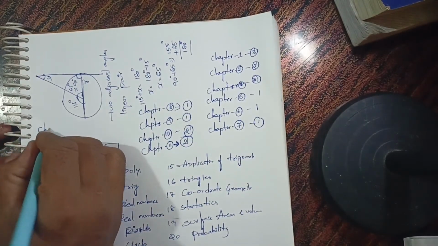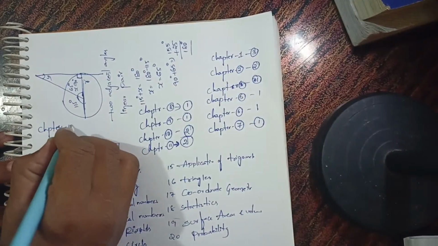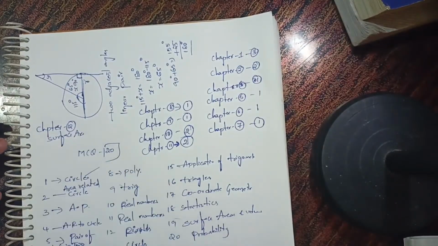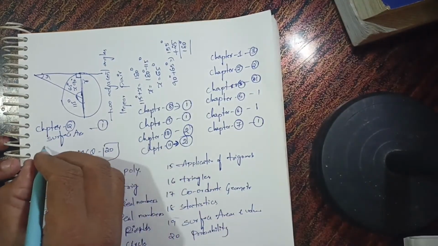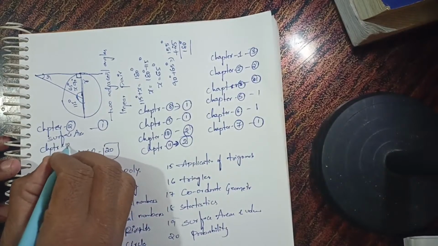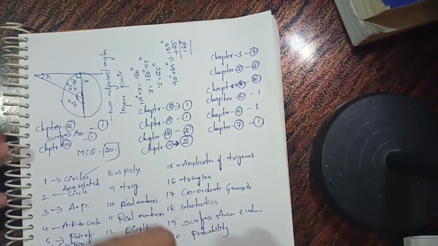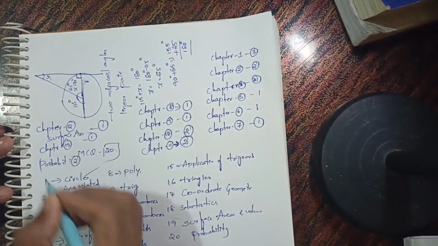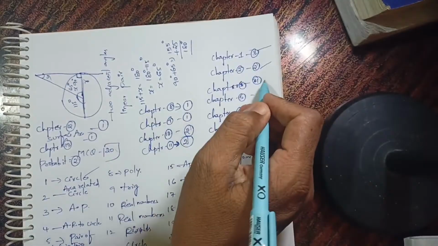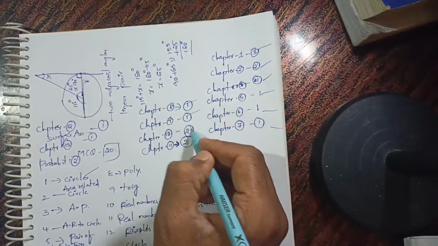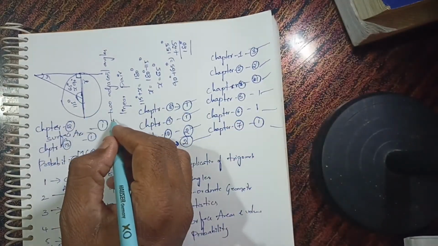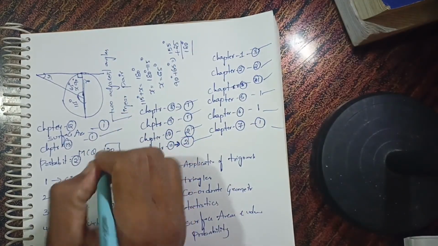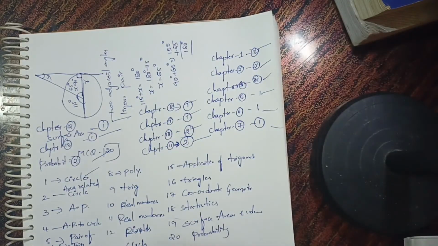Yes, I am writing here. Chapter number 12 is surface areas and volumes, we got 1 question. Chapter 13, statistics, also we got 1 question. And finally probability, we got 2 questions. If you want, you can count the numbers: 3 plus 2 is 5, 6, 7, 8, 9, 10, 11, 12, 13, 14, 15, 16, 17, 18, 19.